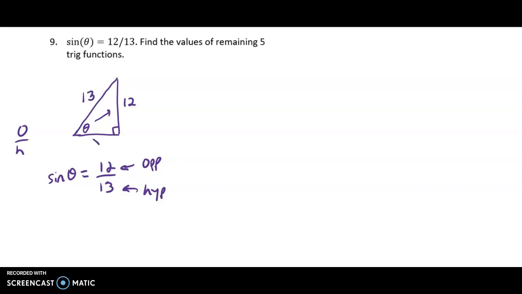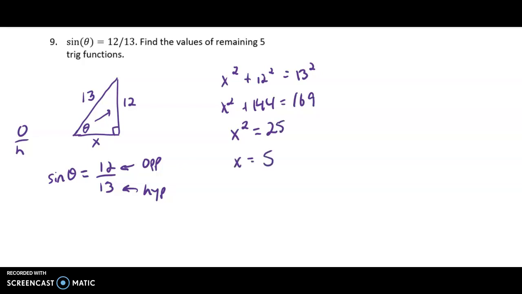From there, I can call this x, and I need to solve for this side length. So I use Pythagorean theorem. X squared plus 12 squared equals 13 squared. This gives me x squared plus 144 equals 169. Subtract 144 from both sides. I get x squared equals 25. And then when I square root, that gives me x equals 5. Come over here, I can write 5.